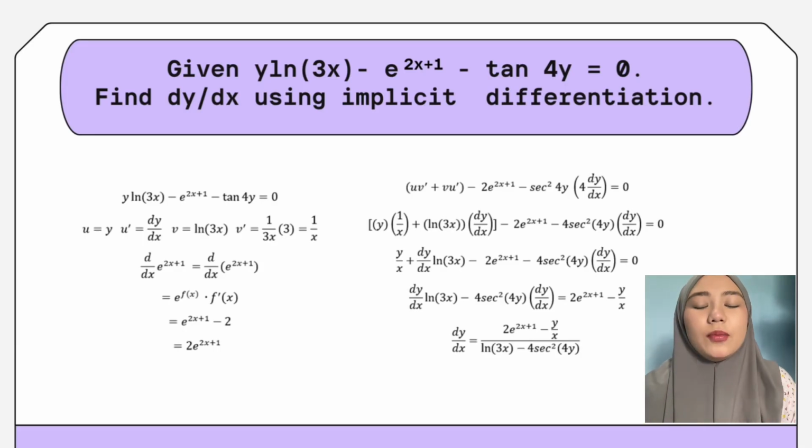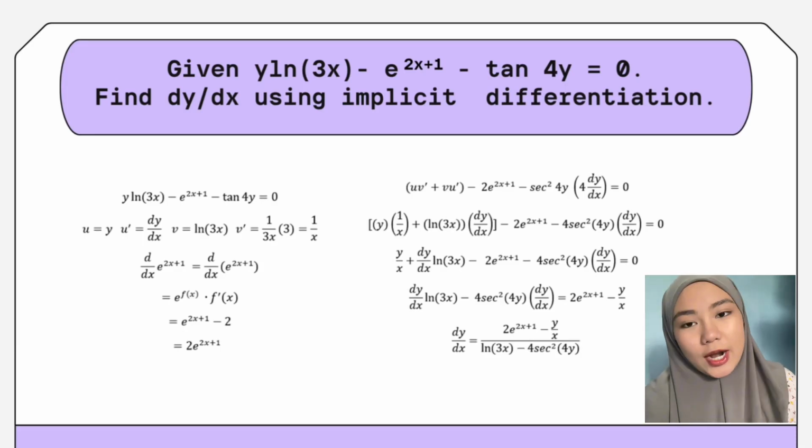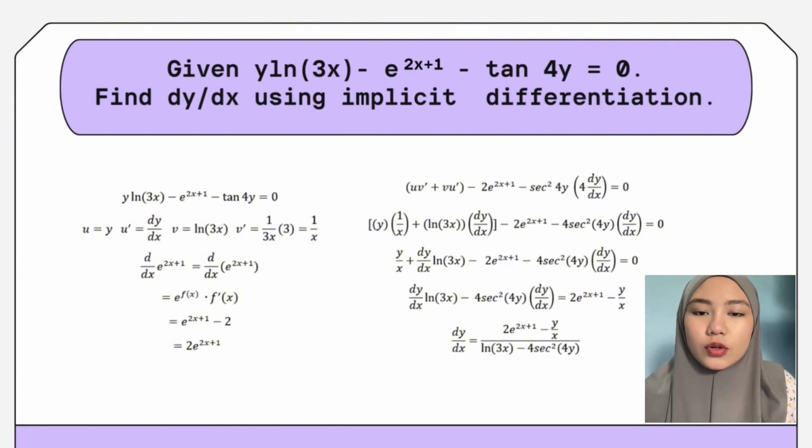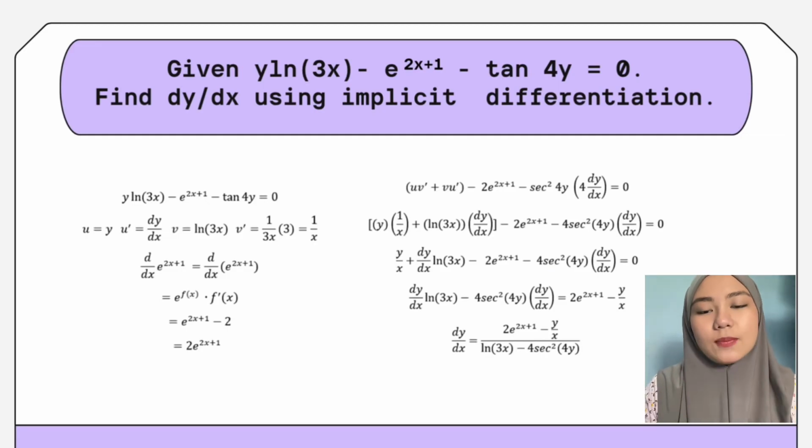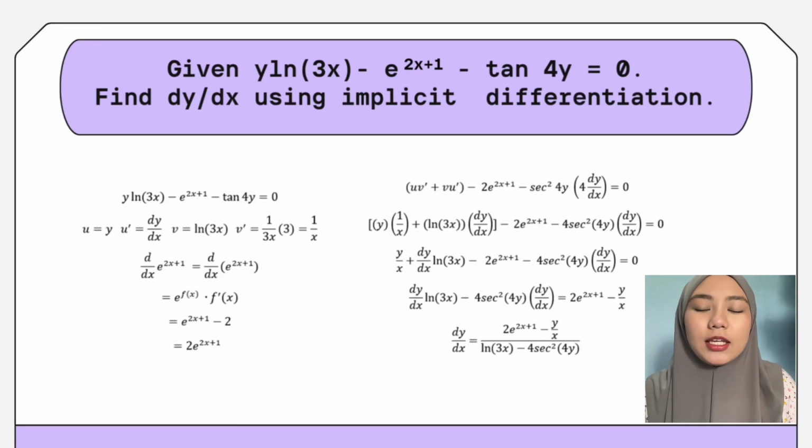Let's start. From the equation, we can identify u, u prime, v, and v prime. u is equal to y, and v is equal to ln 3x. u prime is equal to dy over dx, meanwhile v prime is 1 over 3x multiplied by 3. We can simplify that as 1 over x. Next, e to the power of 2x plus 1. We all know that the derivative is e to the power of f(x) multiplied by f prime x. So, from that, we get e to the power of 2x plus 1 multiplied by 2. Then, we can simplify it as 2e to the power of 2x plus 1.